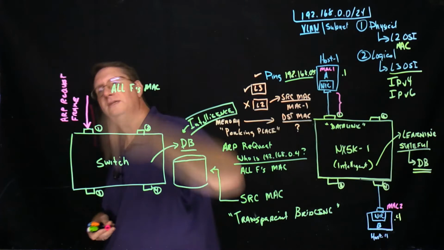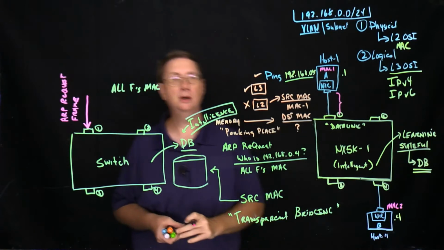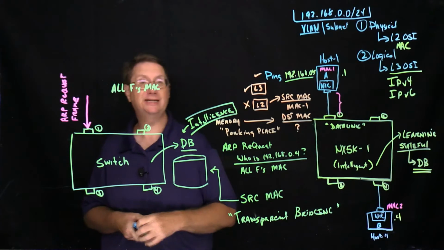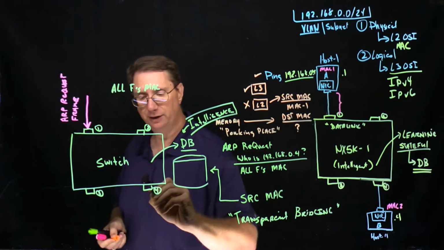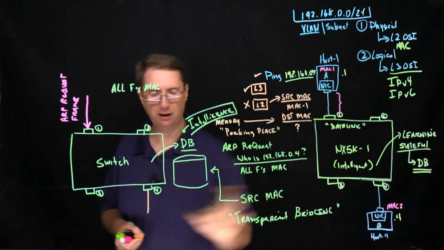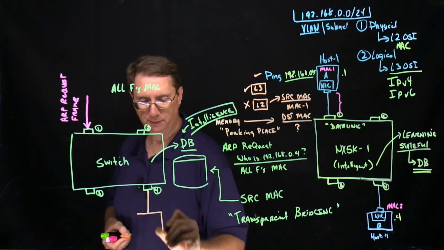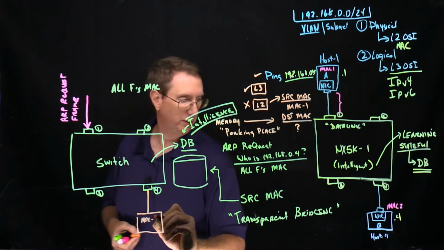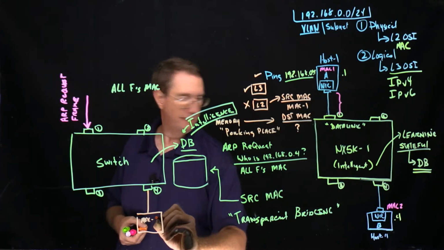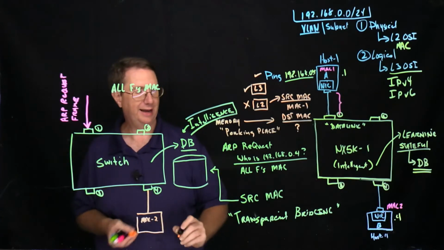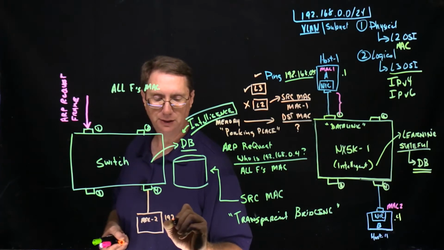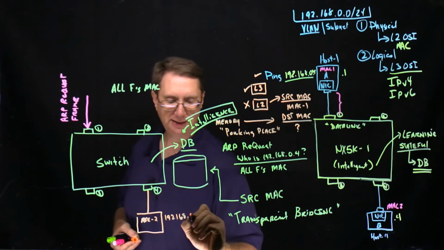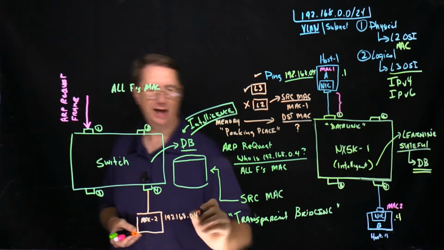And this is how the switch is trying to dynamically learn the MAC address of a particular host. So down here's my host. It's just this host down here. I'm just going to illustrate it here. And it has the MAC address of, we did MAC address 2. And it has an IP address of 192.168.0.4/24.